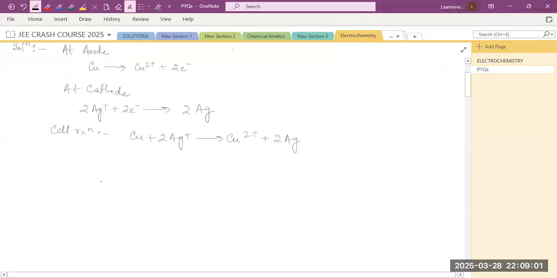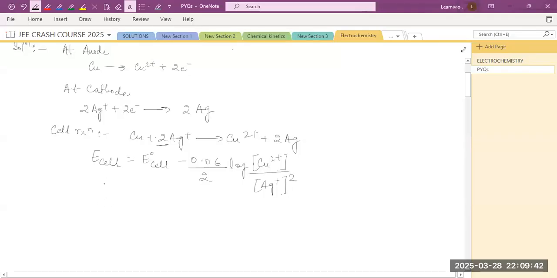Now from here, calculate the E cell. You know the formula is E naught cell minus 0.06, because the value of 2.303 RT upon F is given. So I'm just substituting this value in the formula: 0.06 upon 2 log of Cu2 plus upon Ag plus whole squared. And what's the stoichiometric coefficient over here? 2. So the power will be 2 here.